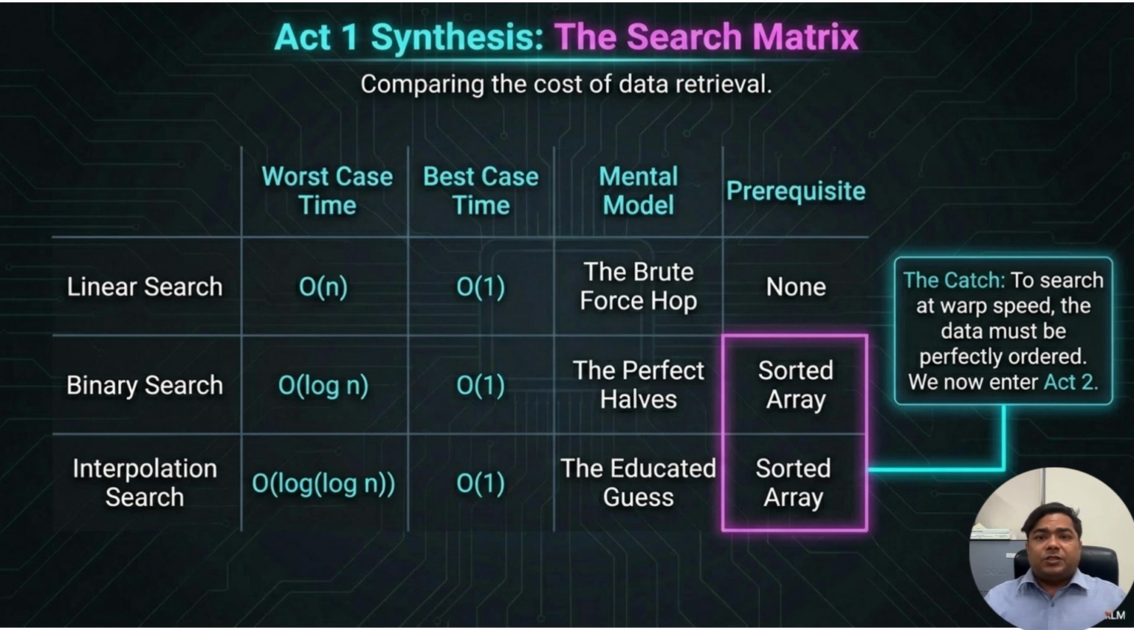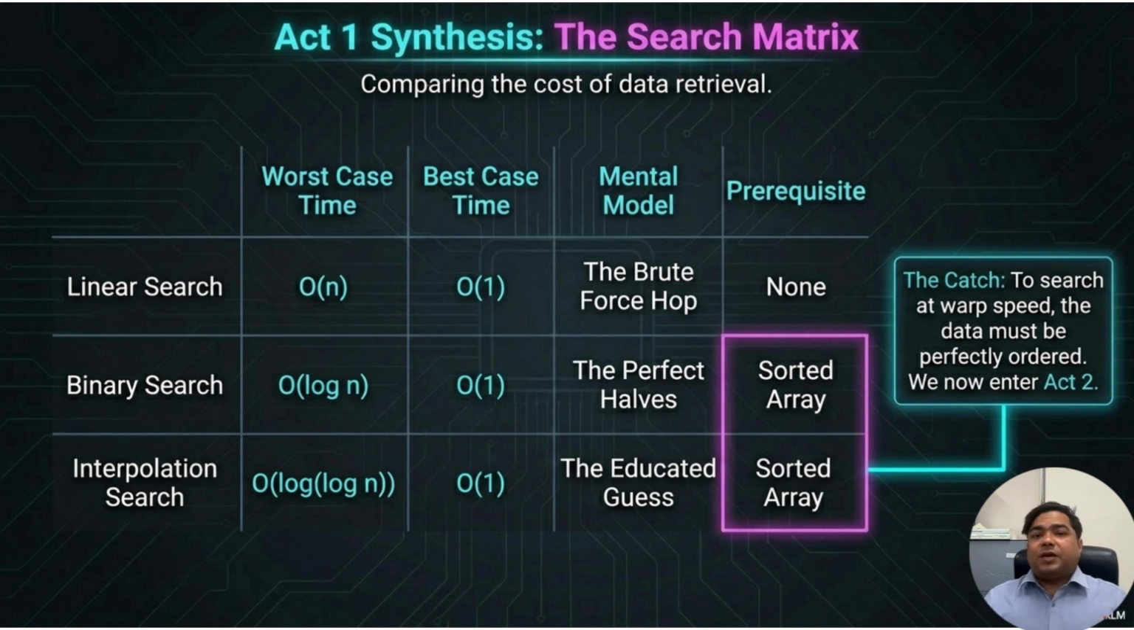Binary search has worst case time O(log n) and best case time O(1). Its mental model is perfect halves because it cuts the search space in half every time, but its prerequisite is a sorted array. Interpolation search has worst case or average ideal performance shown as O(log n) in the slide and best case time O(1). Its mental model is the educated guess. Like binary search, it also requires a sorted array.